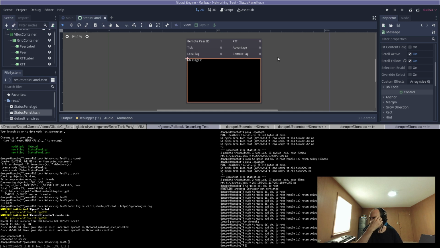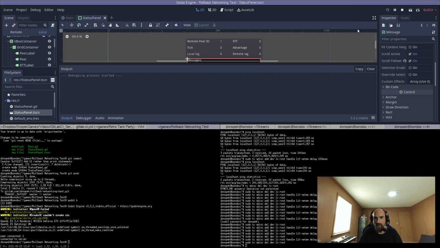And I've been following this article on Gamma Sutra where the author sets up this local lag, remote lag, and advantage thing to allow peers to skip ticks when they go out of sync and then come back into sync. And I think I have it working, which is just what I want to show here really quickly.